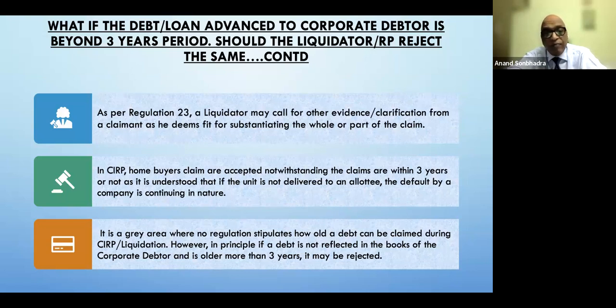And of course, you have the same right under the regulation, even in CRP regulation: you can call for evidence, clarifications, anything, additional documents from the home buyer, to be able to decide the quantum of claim.